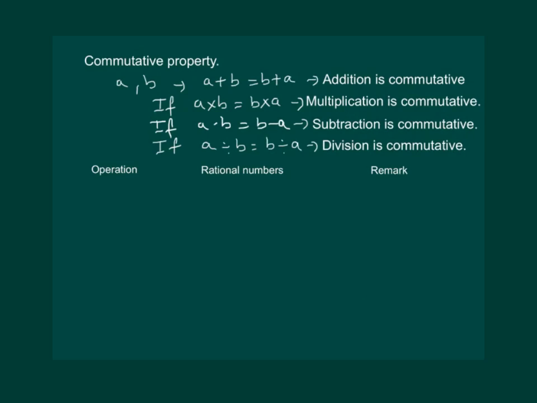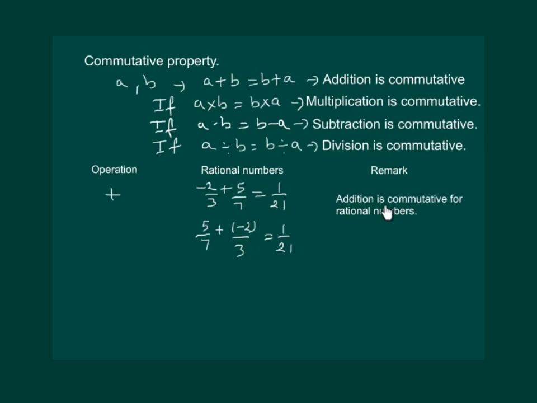Now let us check the commutative property for rational numbers. Let us start with addition. We take two rational numbers, minus 2 by 3 and 5 by 7, and find minus 2 by 3 plus 5 by 7 equal to 1 by 21, and 5 by 7 plus minus 2 by 3, which also comes out to be 1 by 21. Hence we can say addition is commutative for rational numbers.